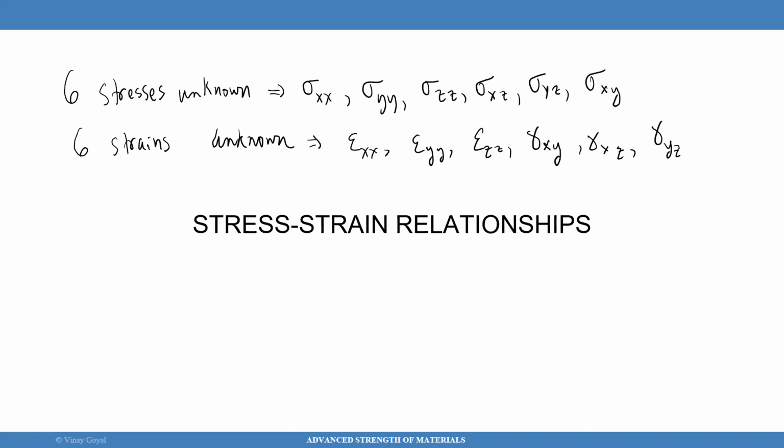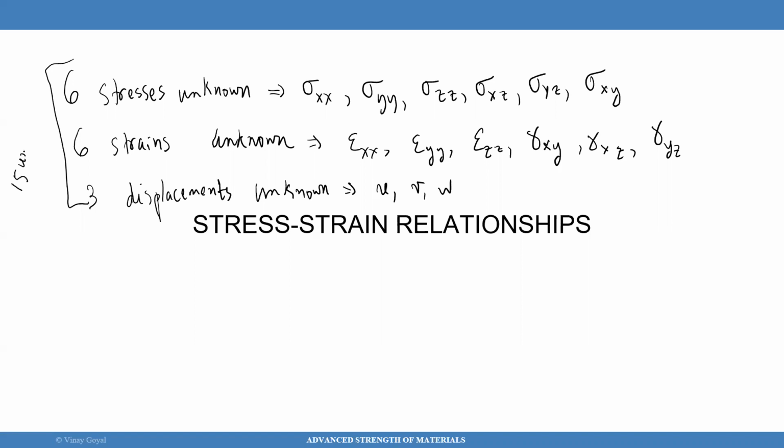And then I have 3 deflections. They're unknown. And there's U, V, and W. So I have a total of 15 unknowns. And yet, I only have 9 equations I've covered so far.